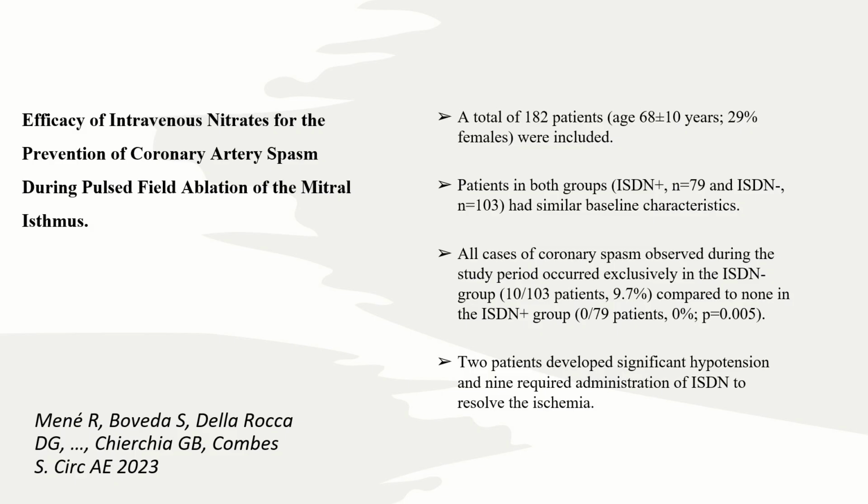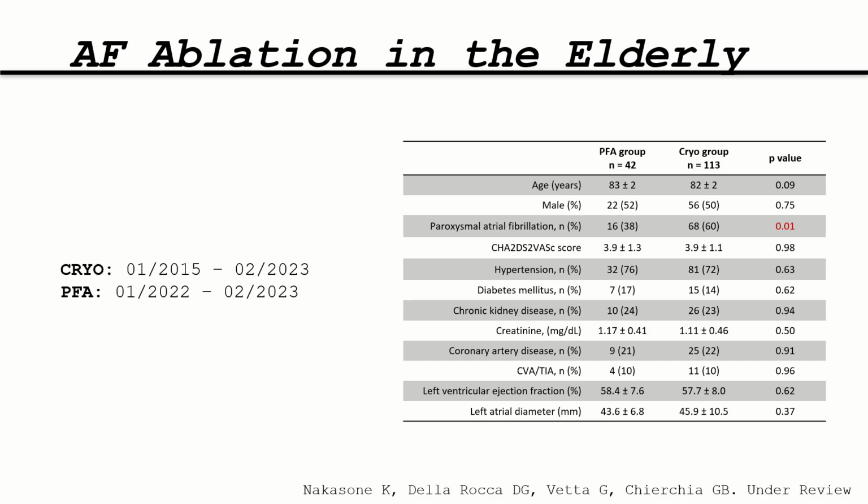So we decided that whenever we go near a coronary artery anatomically, we inject nitrates, and we have seen that it's extremely efficient in preventing these kinds of reactions, certainly in preventing ischemia. This has recently been published in Circulation: Arrhythmia and Electrophysiology. These are my last two slides.